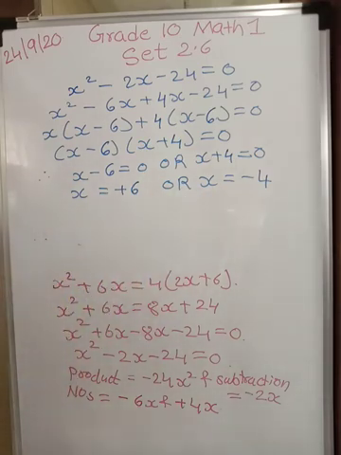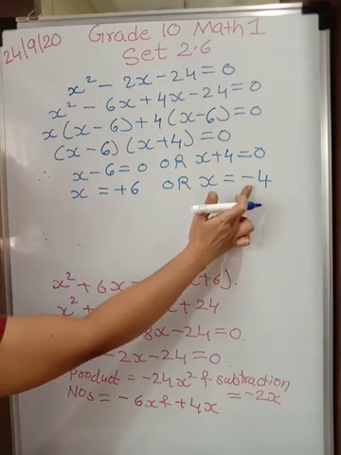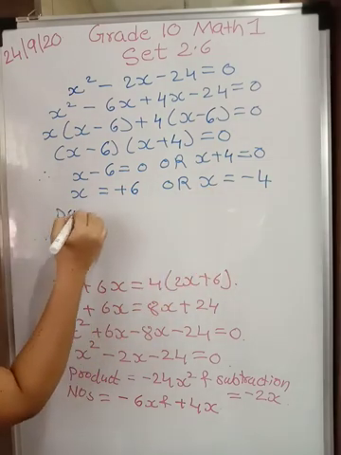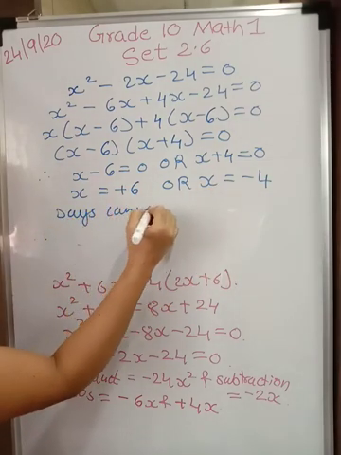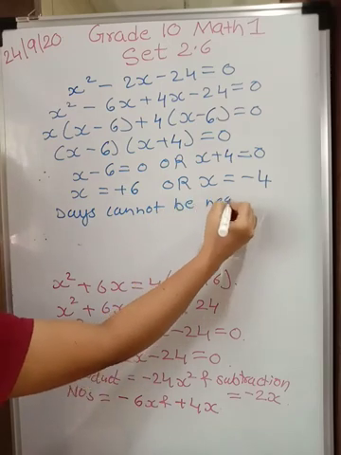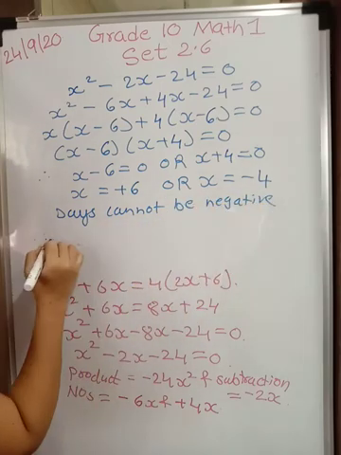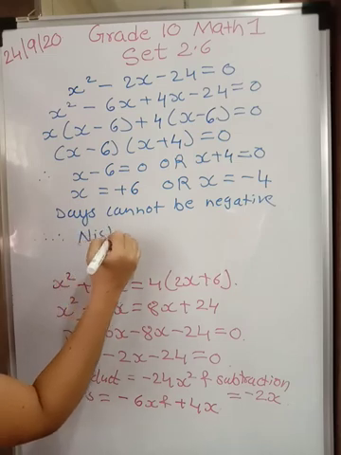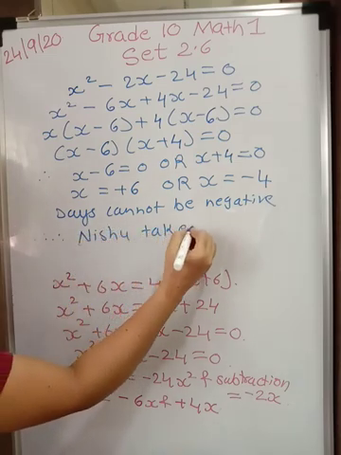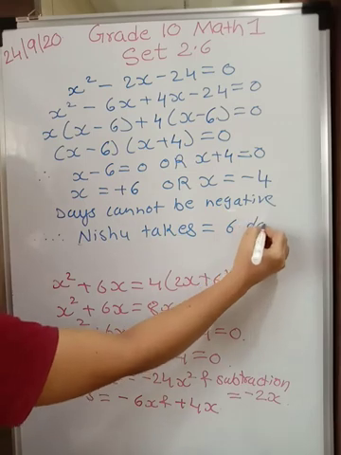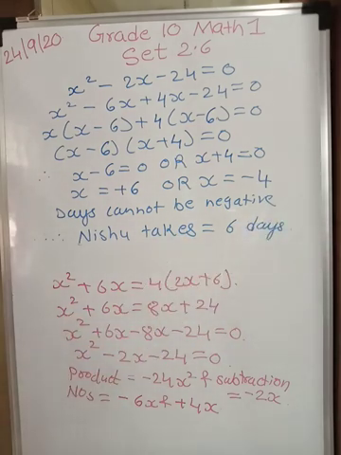Now what was asked? How many days would each take to complete the work? So we have taken, let the days taken by Nishu be x. Days cannot be negative, so −4 is not accepted. Therefore, Nishu takes 6 days, because we have found x as 6 and we supposed that.